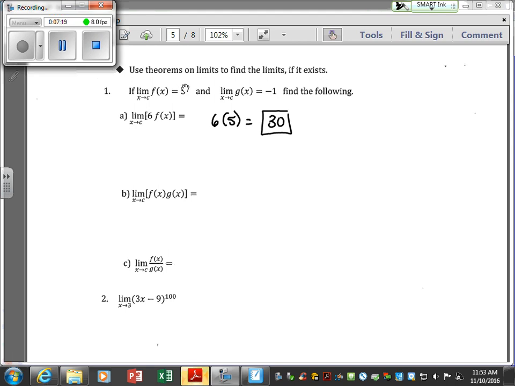Okay, so we're short on time. We're going to move through these pretty quickly. So if I take the limit of f of x times g of x as x approaches c, we can just do f of x times g of x. We know that value. This one times this one by our technique. So what can we do there? 5 times negative 1 is equal to negative 5.